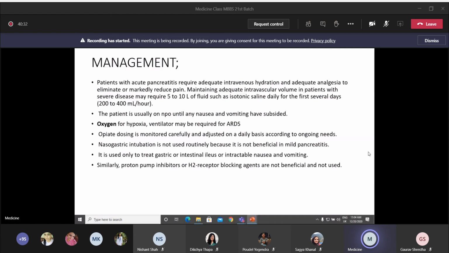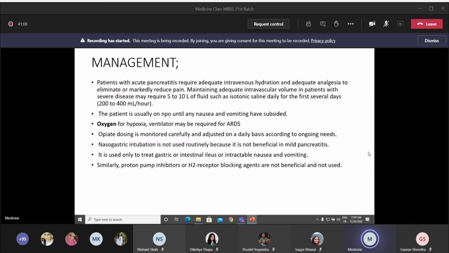Intravascular fluid usually should be replaced at 200 to 400 ml per hour in the first 24 to 48 hours. After that, we analyze whether the patient is severely depleted or not. Then we gradually decrease the amount of fluid. Some severe disease may require up to 10 liters of fluid. So this is the severity. The patient will die because of hypovolemia, and the patient will go into shock. So this is the first and foremost step in the management of acute pancreatitis.